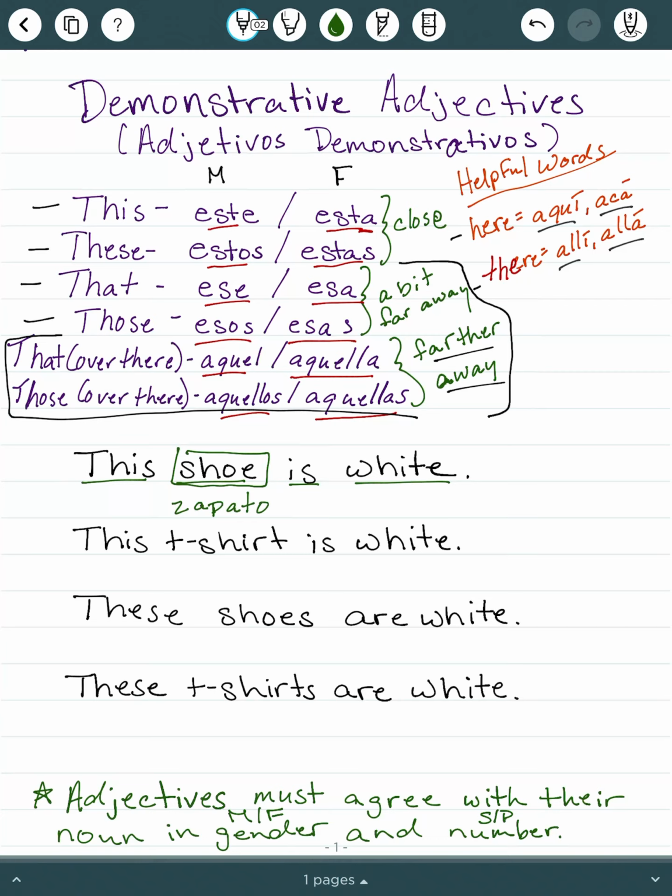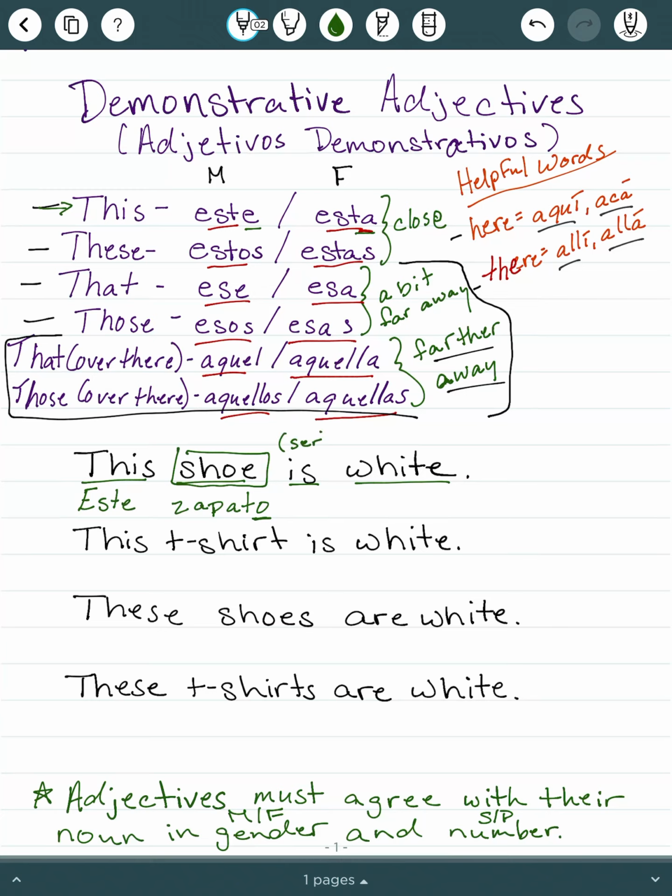So now you've got to be looking at that word. Is it el zapato or la zapato? And if you look on your list, it's el zapato. Also, it ends in an O. So this is a masculine word. So then we're looking at our words for this. We have este and esta. Shoe being masculine, we need the masculine word for this. So este zapato.